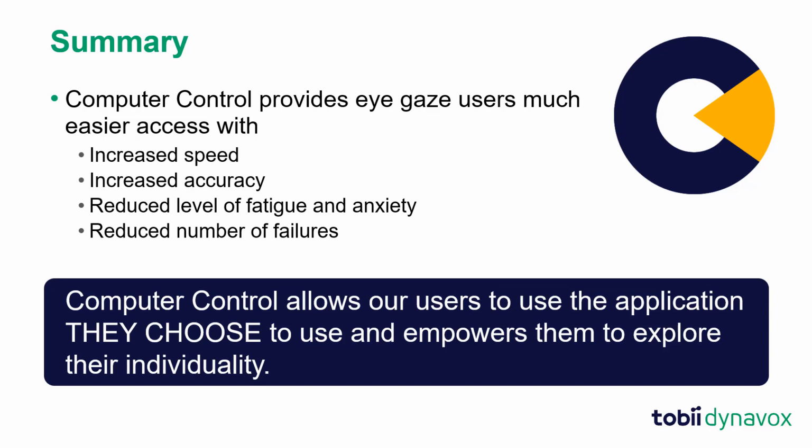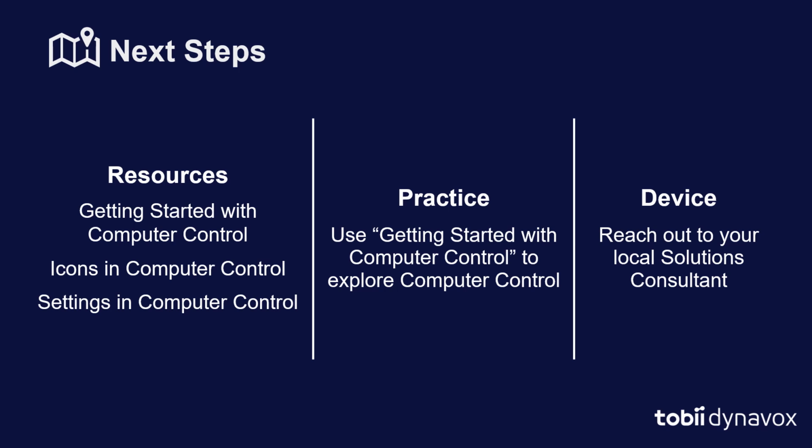So, you may be asking, what's next? We have resources available to help you be successful with using computer control. Resources like Getting Started Steps, Iconography, and a Settings Overview Job Aid. To practice, use the Getting Started with Computer Control Job Aid to explore the application on your own. If you don't have a device, make sure to reach out to your local solutions consultant to learn more.